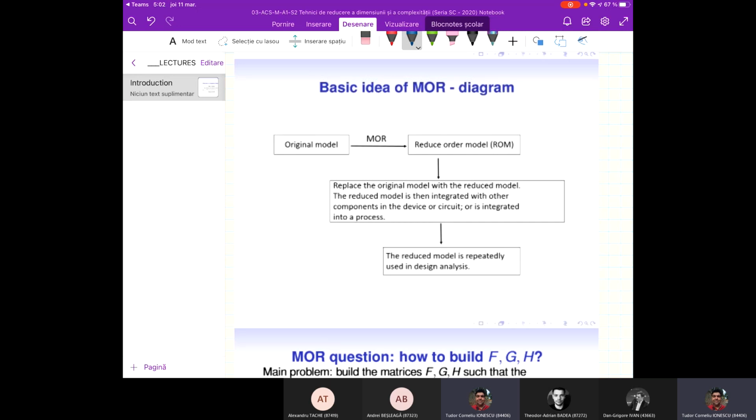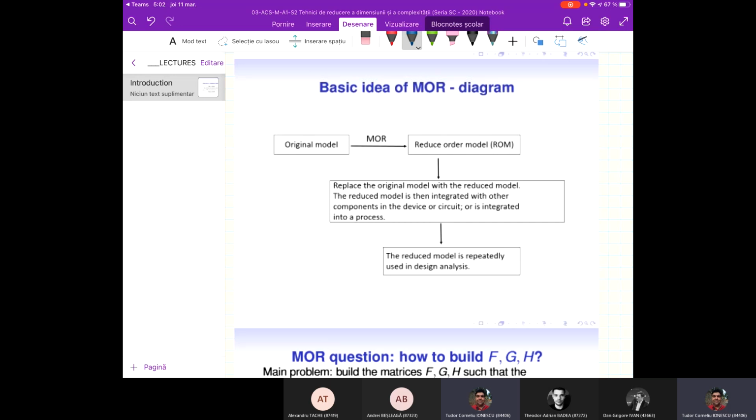Mechanical, electromechanical, electrical, electronic, economic, and we just talked about this with our friend here. You perform model order reduction, you get a reduced order model. You replace the original model with a reduced order model, okay?